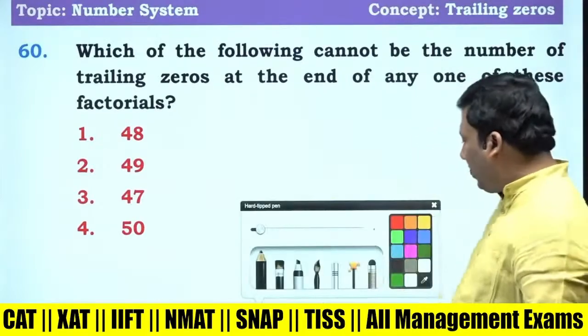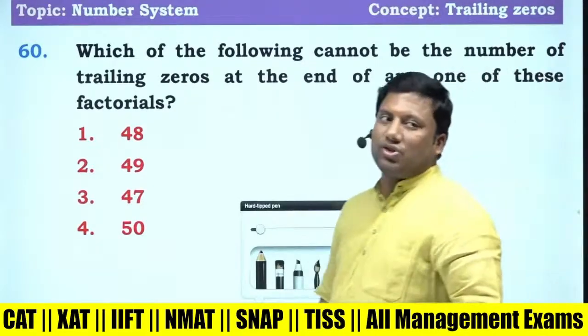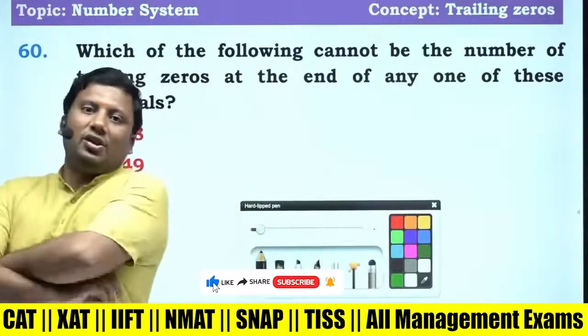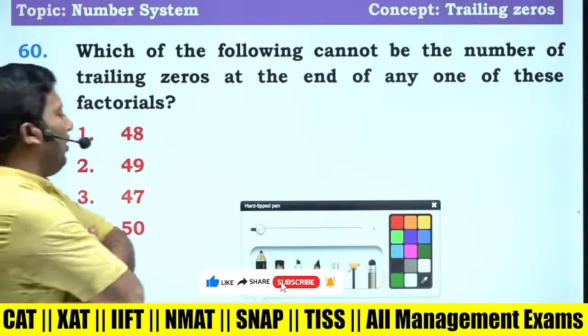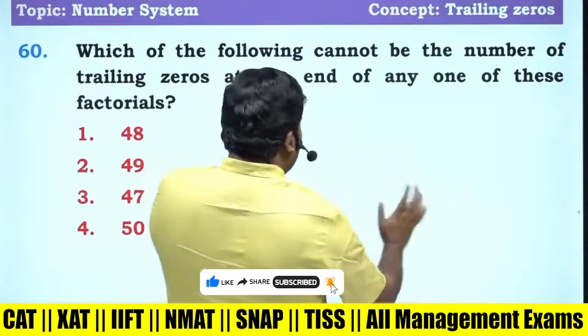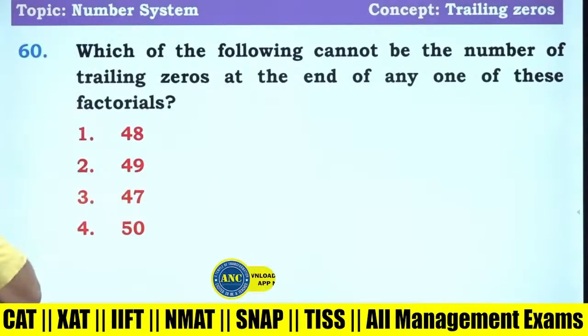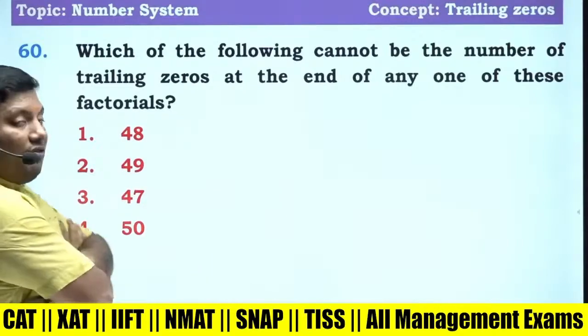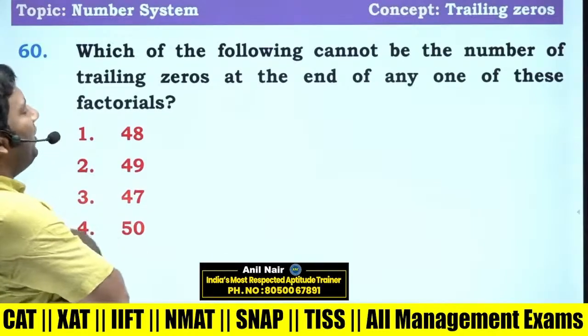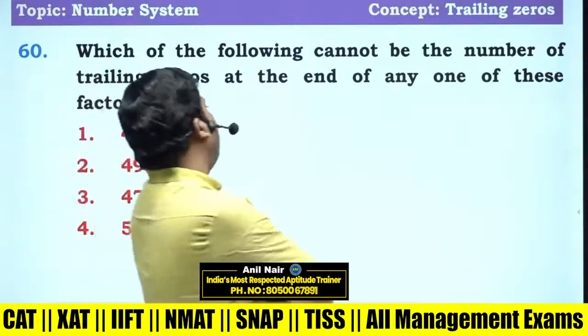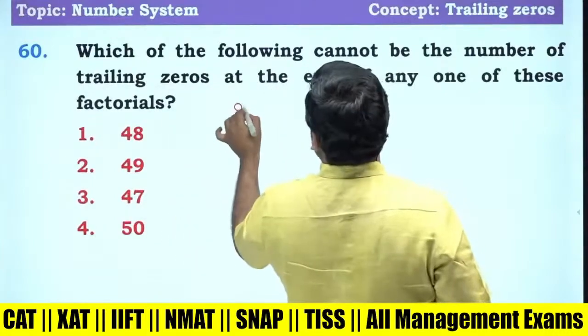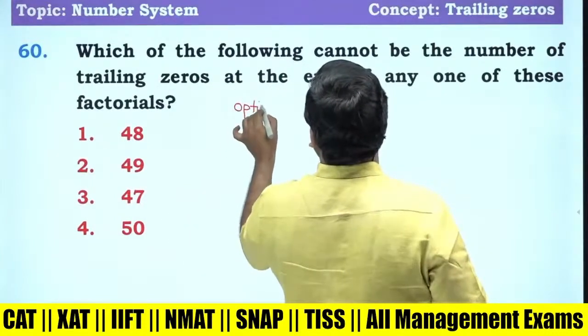Now another variety of questions. Read the question first. Which of the following cannot be the number of trailing zeros at the end of any one of the factorials? Which answer option cannot be the number of trailing zeros? Suppose I take option 1.